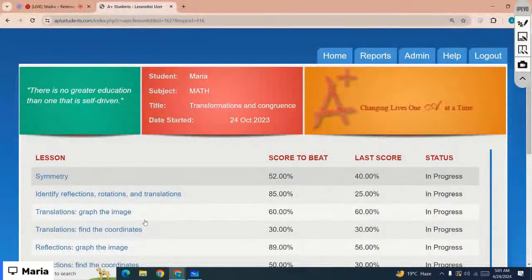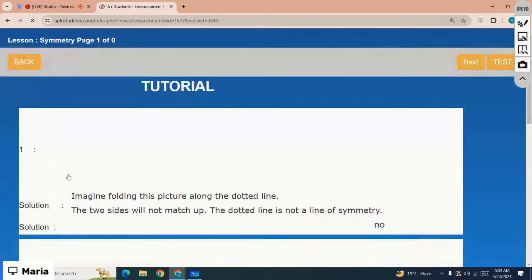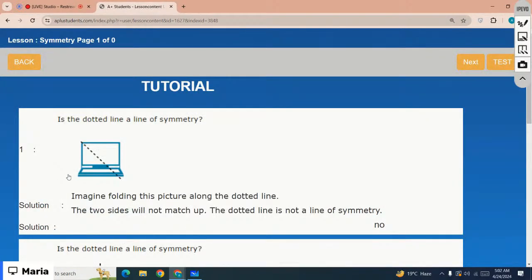The chapter is transformations and congruence. Let's start with the first lesson, that is symmetry. Is the dotted line a line of symmetry? If you fold the image along the dotted line, the two sides will match up. That means the line is a line of symmetry. But for the given image, if you fold along the dotted line, the two sides will not match up. That means this isn't a line of symmetry. The correct option is no. Got it?